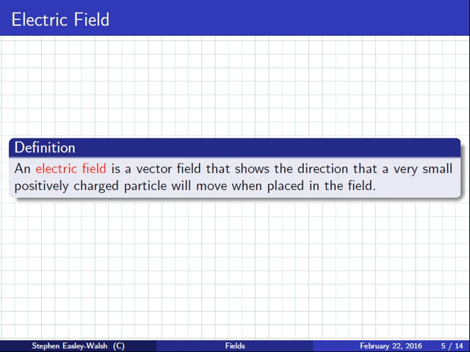Got it? No. Why can't a negatively charged particle move? Oh no, it will, and it can. It's just for the definition we use a positive charge. Yeah. So I need to explain what a vector field is.